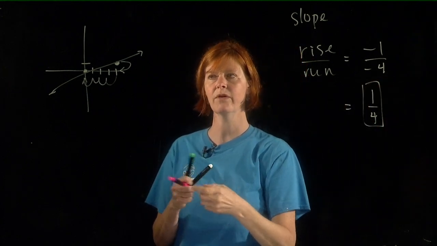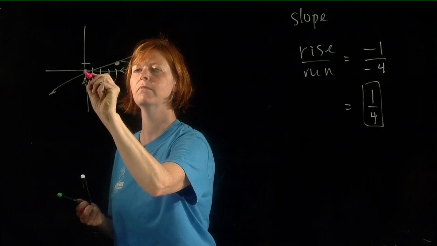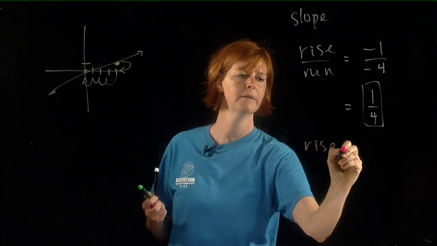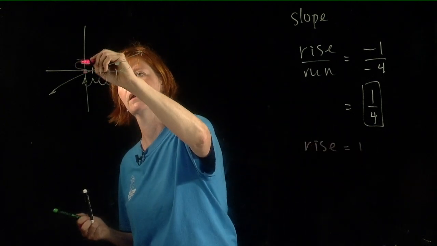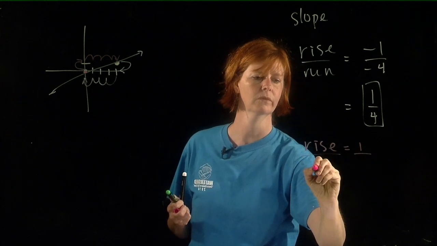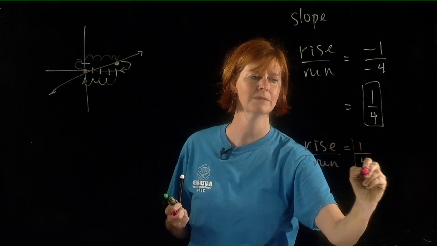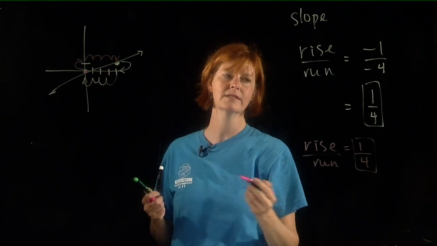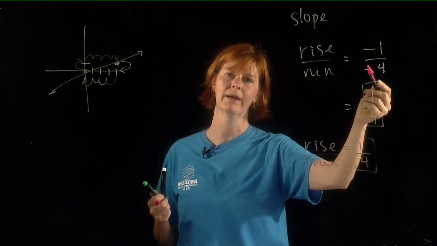What if you did it the other way? What if you went from this 0, 0, and you went up 1, and then right 4? See, it doesn't matter if you go from one dot down or you go the other dot up. The signs work out because you have a negative divided by a negative.